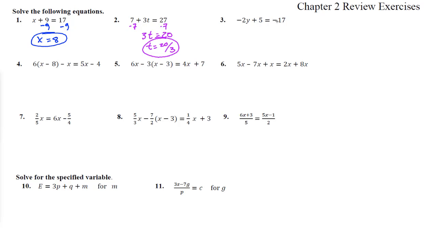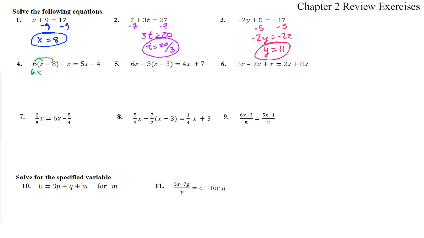Negative 2y plus 5 equals negative 17. Again, we have no parentheses, no fractions, no multiple y's, so we're down to subtract 5 from both sides. We have negative 2y equals negative 22. Divide by negative 2 and we get y equals 11. Excellent. Number 4, we do have parentheses and multiple x's, so we've got to simplify that first.